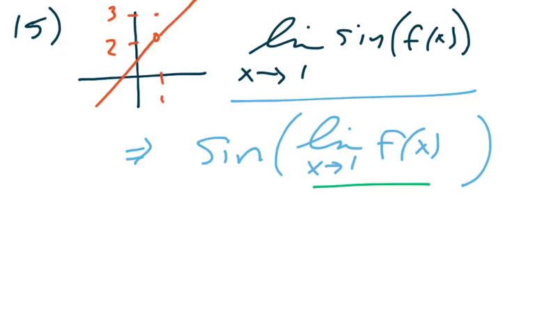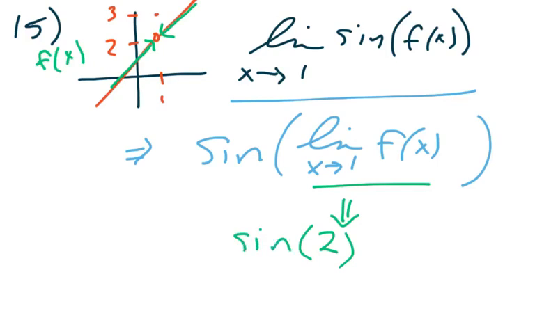So if I look to my f of x graph that we were given, and I want to find the limit as x approaches 1, well, as I approach 1 from the left and as I approach 1 from the right, it's both approaching the same value, and that y value is 2. So this whole limit goes to 2. So that means I'm going to evaluate the sine of 2.